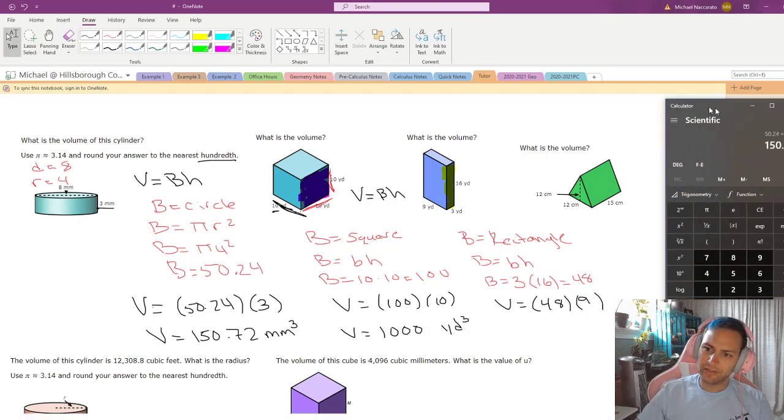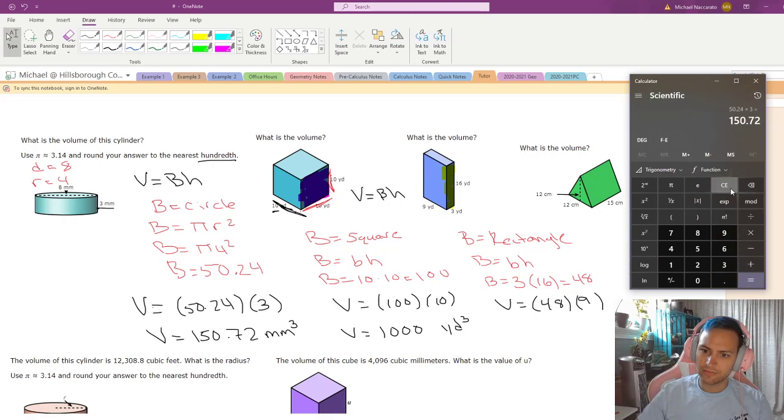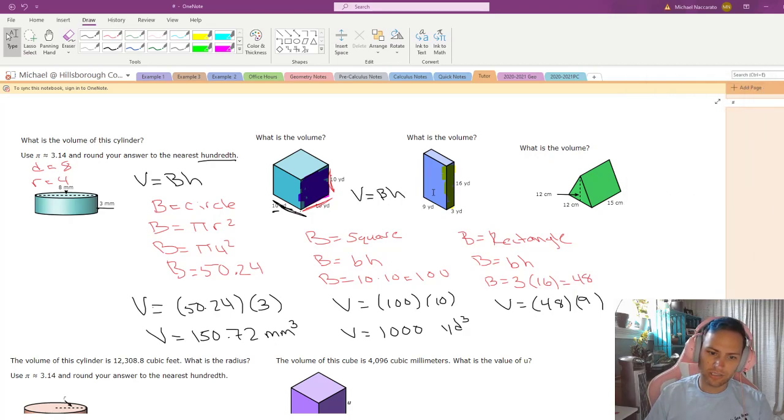That one's going to need a calculator for us to figure out. So I've got 48 times 9. I get 432, and we were talking yards. So this is 432 yards cubed.